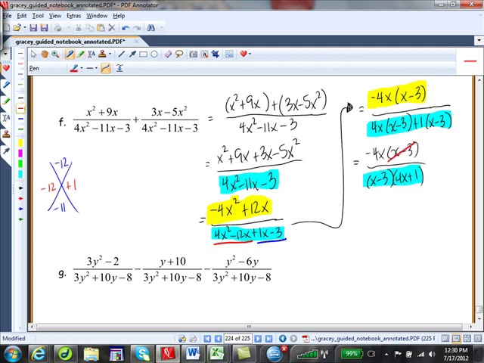And then take a look. X minus 3 divides out on numerator and denominator. And then our end result is -4x over 4x plus 1, and we are done.